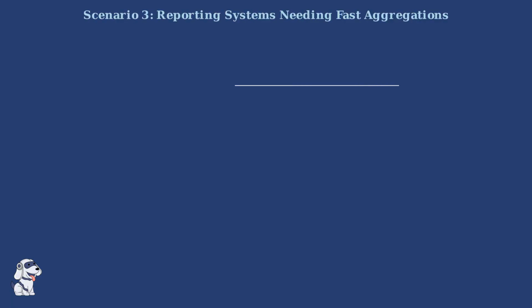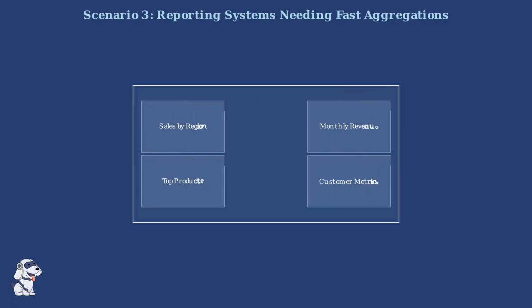Reporting systems and business intelligence dashboards require fast aggregations across large data sets. These systems often need to display real-time or near real-time metrics, making query performance critical for user experience. Denormalization in reporting systems involves pre-calculating aggregations and storing summary data. This eliminates the need to perform complex calculations on the fly, ensuring dashboards load quickly even with millions of records.